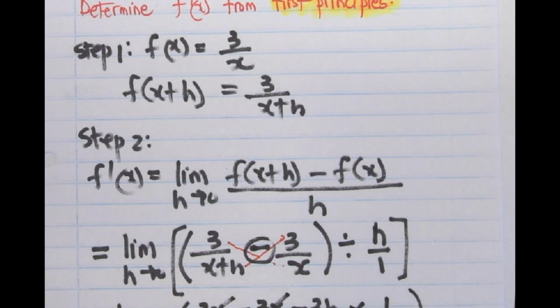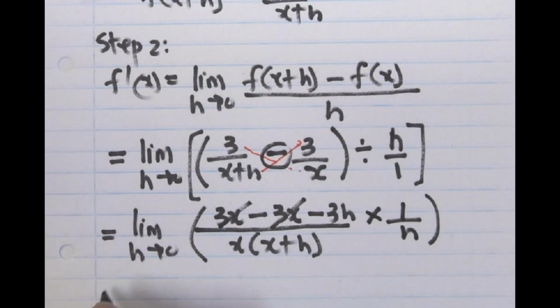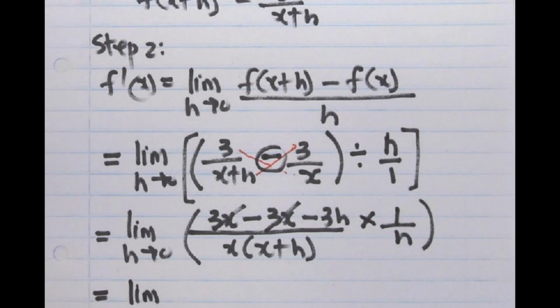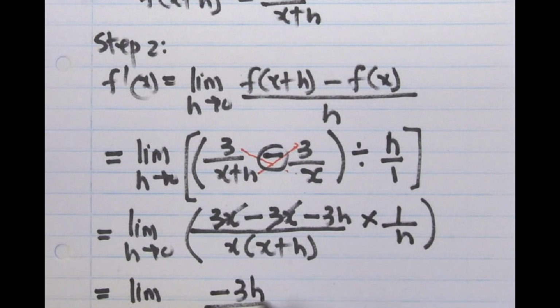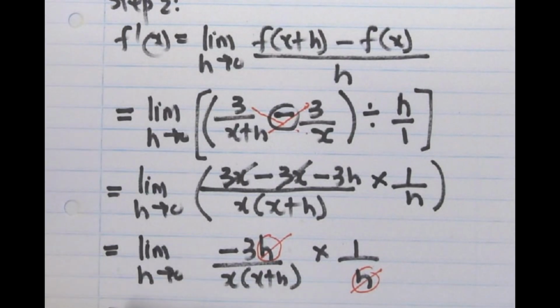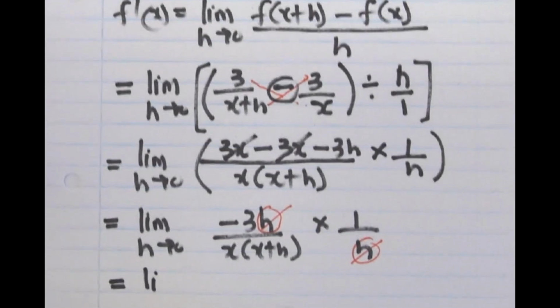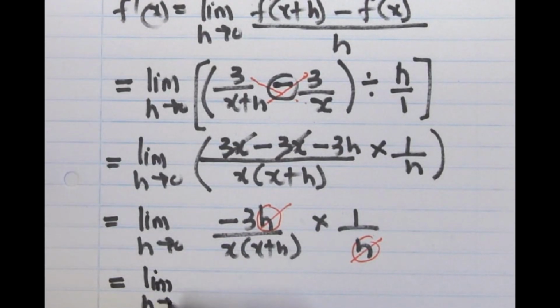3x minus 3x, these ones are going to cancel. And in my next step, I'm going to be left with limit as h approaches 0 of minus 3h over x plus h times 1 over h. And again, if I am to simplify here, I'm going to see that this part here and this part, they are going to cancel out. What am I going to be left with? I'm going to be left with limit as h approaches 0 of minus 3 over x plus h.